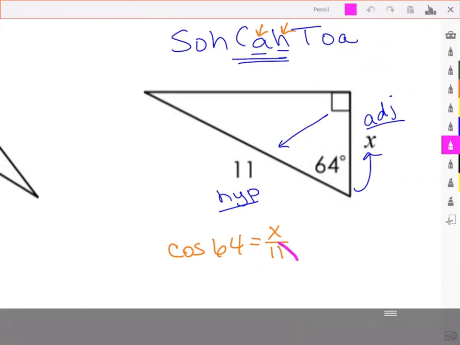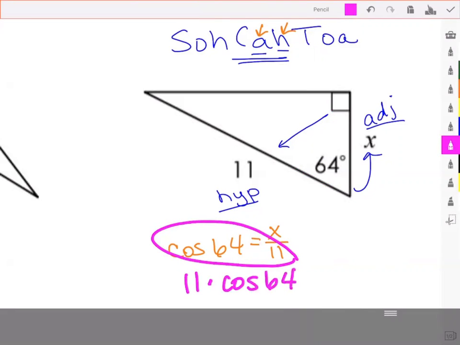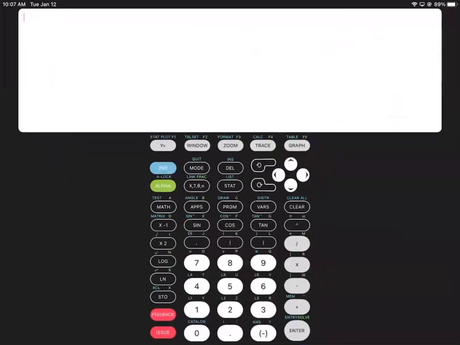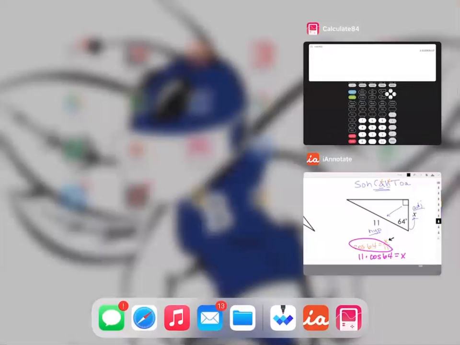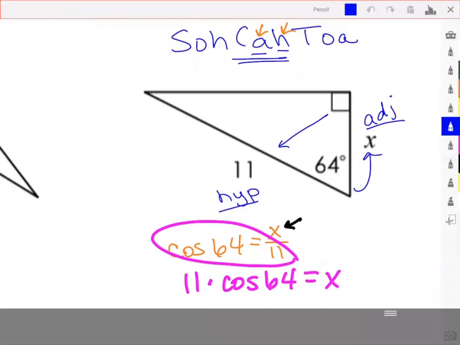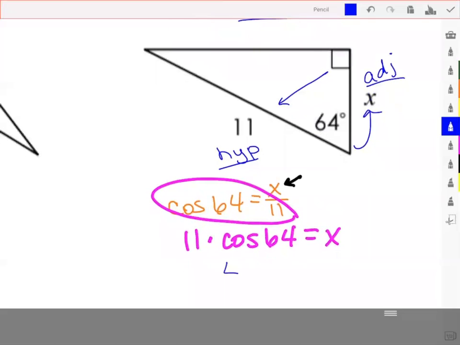Now let's cross multiply. So I get 11 times the cosine of 64 equals X. And X was on top, so that was a clue we were going to multiply, and that mathematically holds up. So 11 times cosine of 64 is 4.8. So X equals 4.8. This side is 4.8.